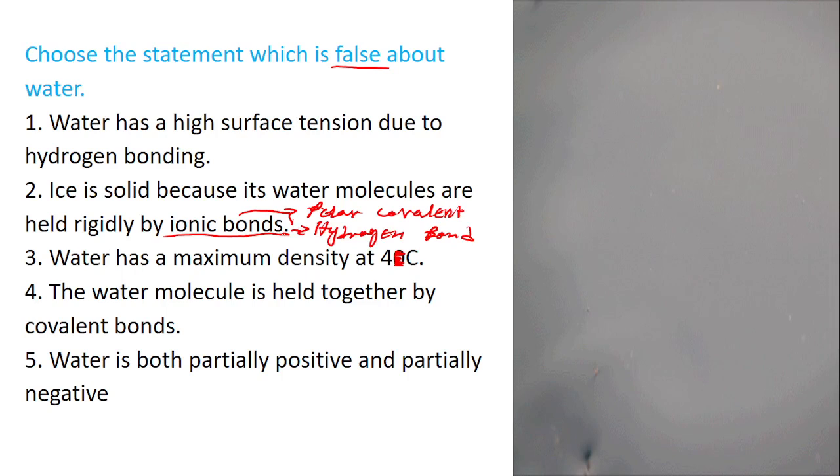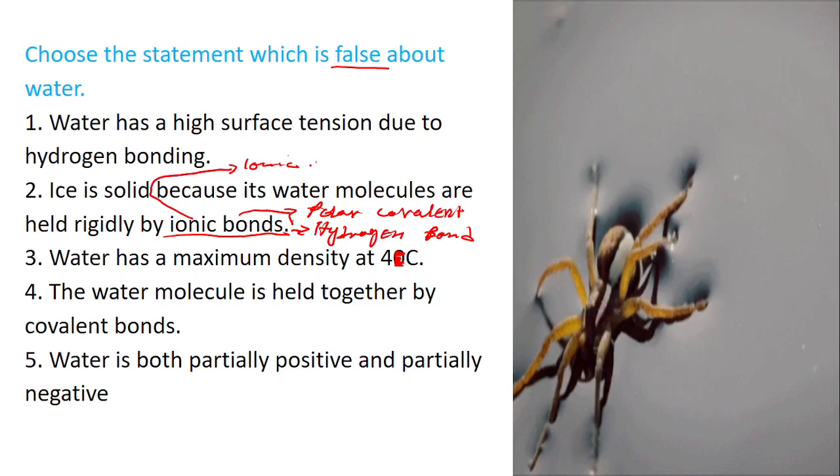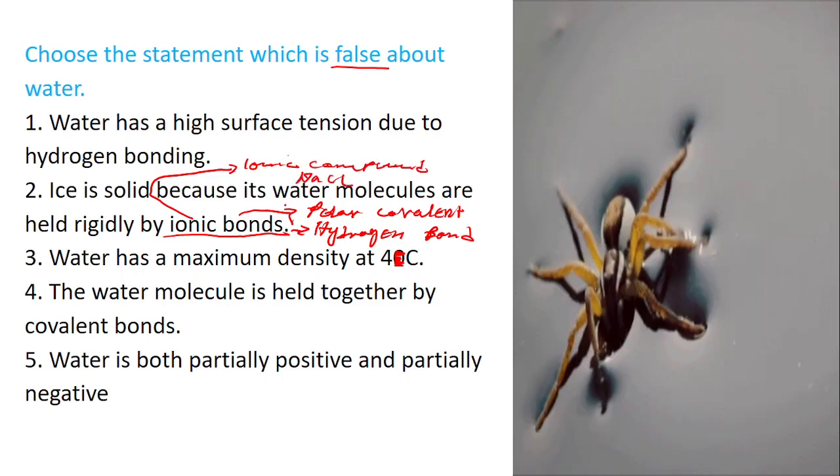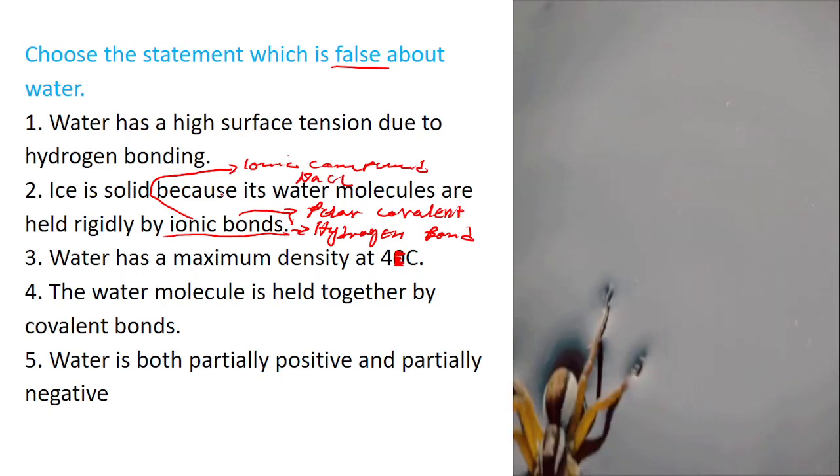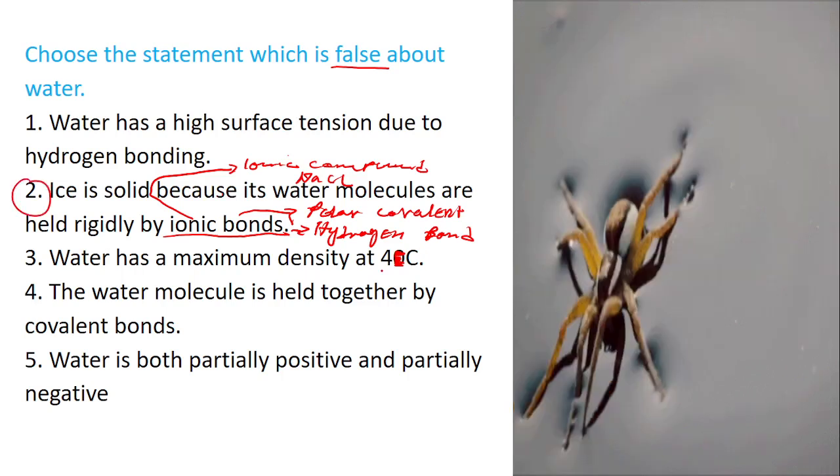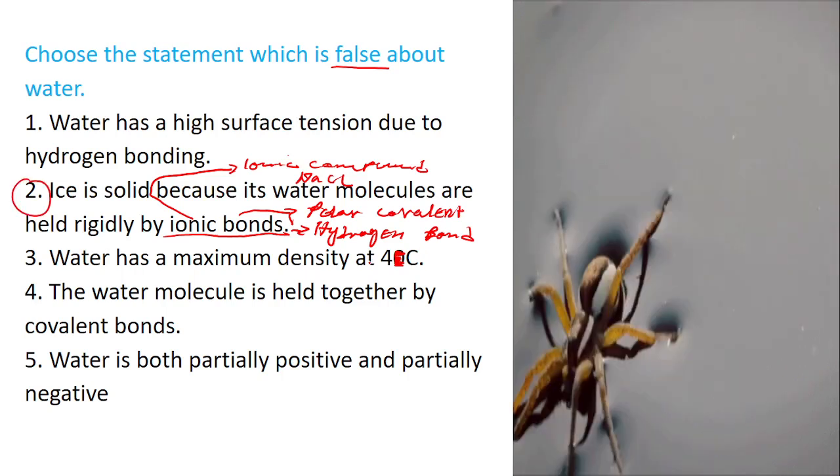Remember, ionic bonds can only exist in ionic compounds. An example of an ionic compound is sodium chloride. So when you analyze this question, you can just pick 2 as your answer, because of the first statement. For 3, we had a mistake. Instead of typing 4 degrees Celsius, we had put 440.